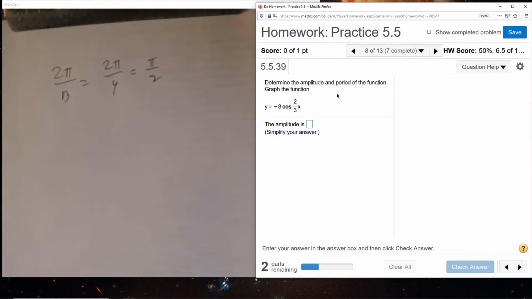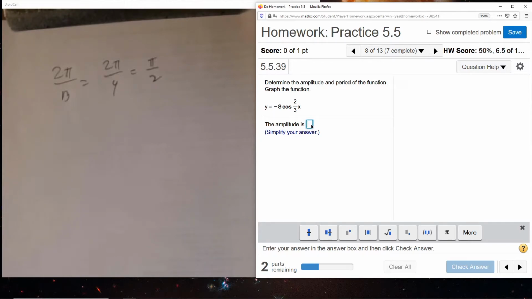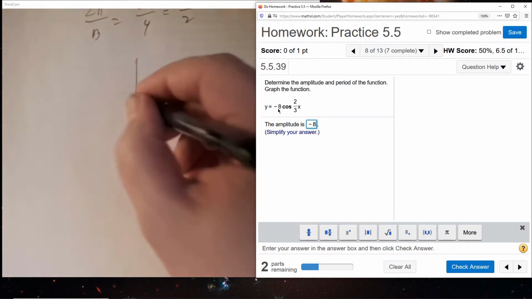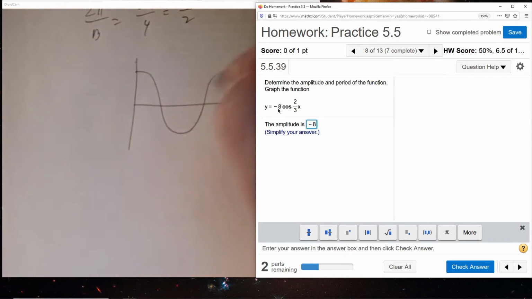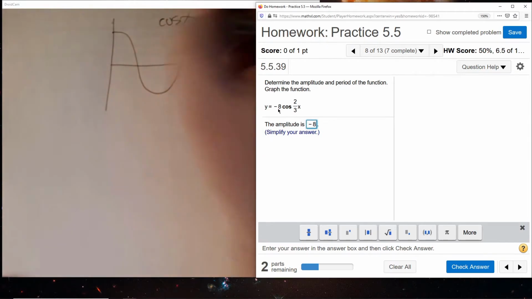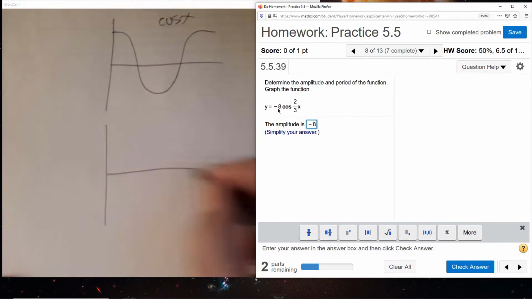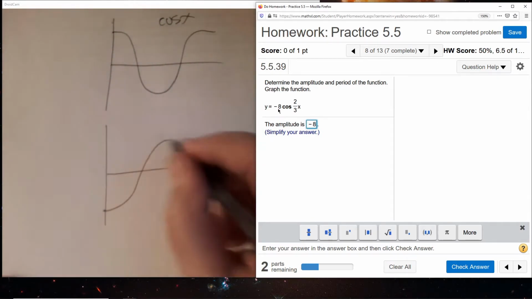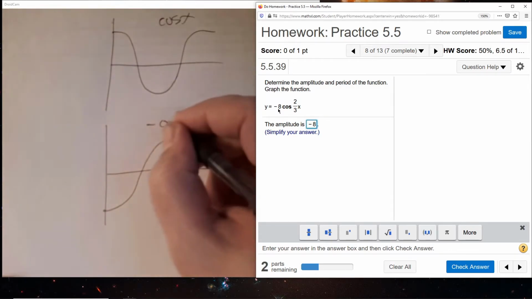Determine the amplitude and period. Okay, so now we have the number multiplying cosine is -8. And by the way, the minus sign means it flips. So your standard cosine function will look like this. However, so this is cosine. However, if you multiply it by a -1, it flips.